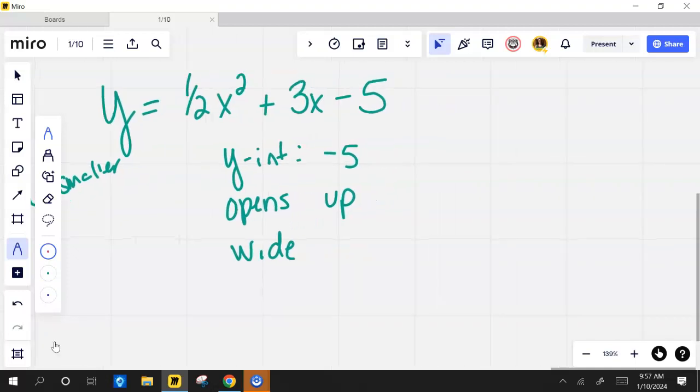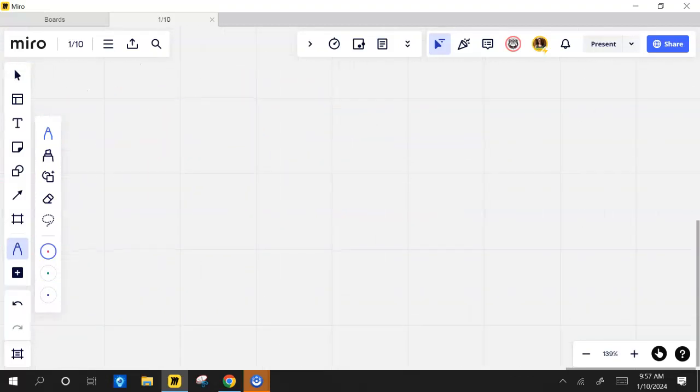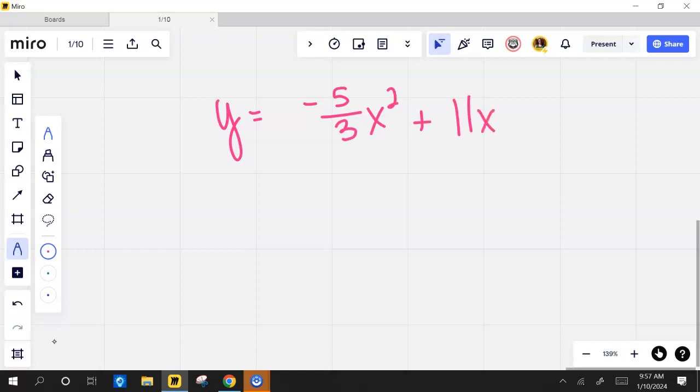Let's look at one more. Parabola or not? Yeah, it's a parabola. It's got the x squared. What's the y-intercept on this one? 0. There's no c there, right? Everybody see that? Up or down? Down, because that a is negative.